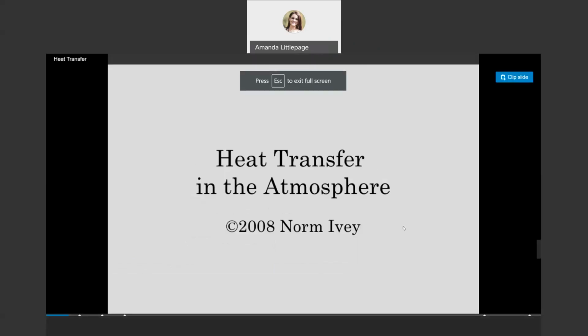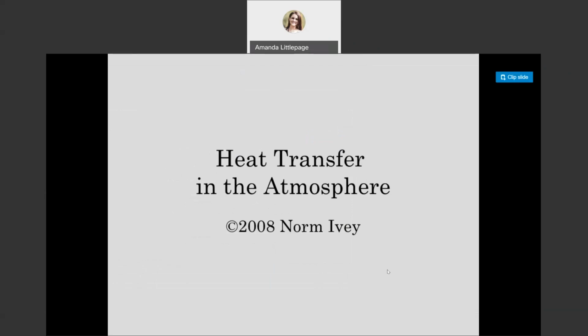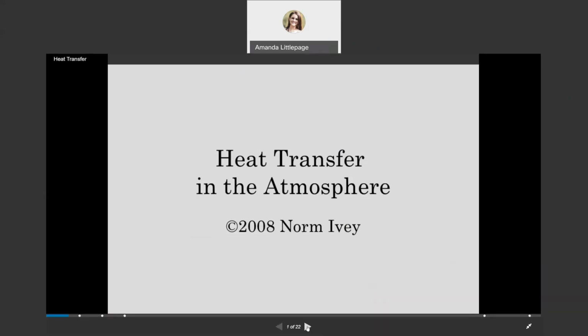So here, this example of quick little PowerPoint, heat transfer in the atmosphere. So this does use the atmosphere as an example towards the end here with convection, but in general, it talks about heat transfer and the different types. So let's take a look at this now.